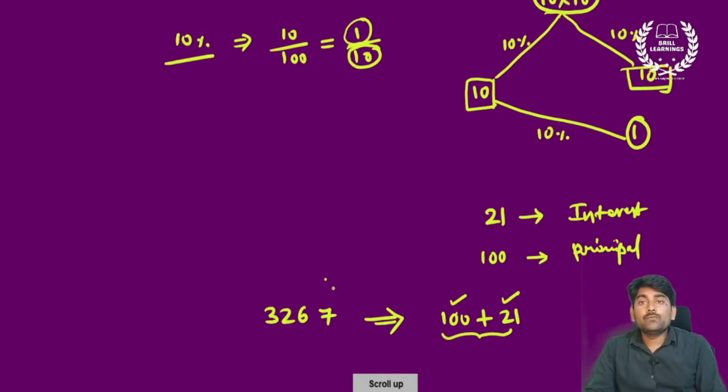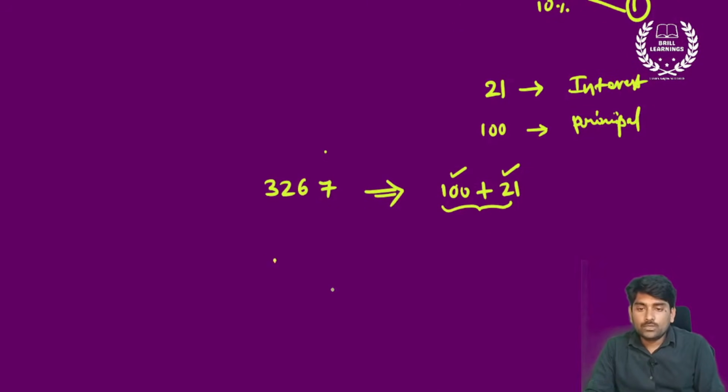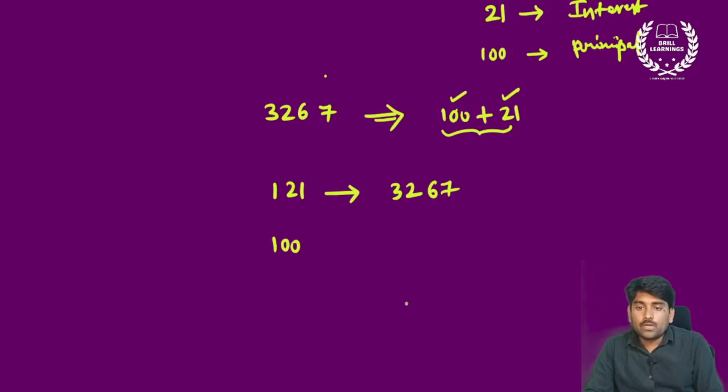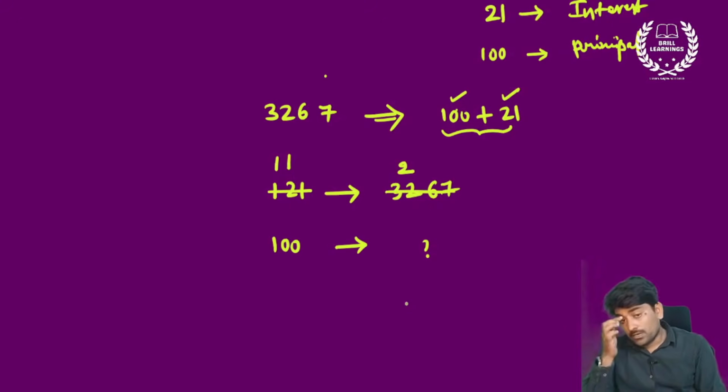Now you can find the value of principal easily. Now this 121 is equal to 3,267. What is the principal amount? 100 only. We need to find the value of this. Now cancel these values. 11 ones are 11, 11 twos are 22, 11 nines are 99, 11 sevens are 77.